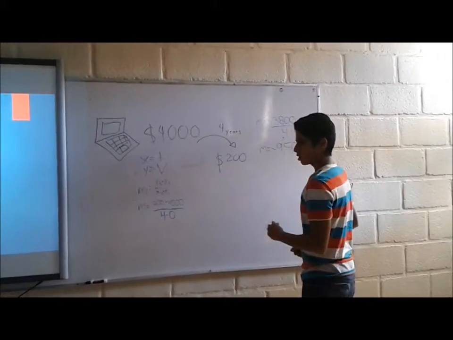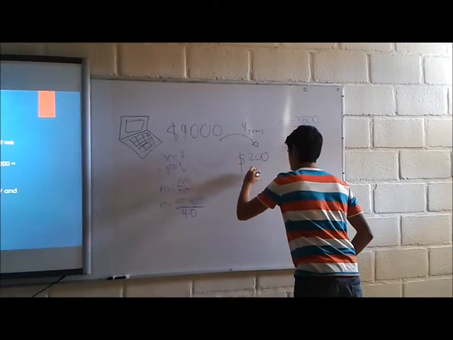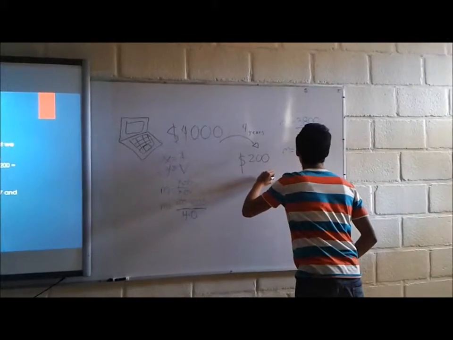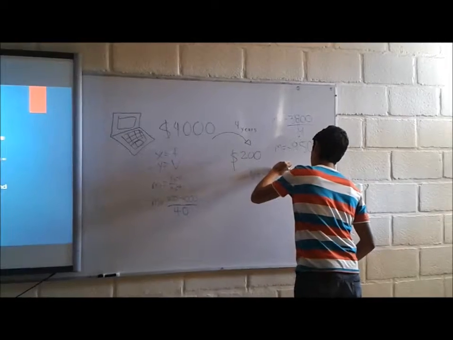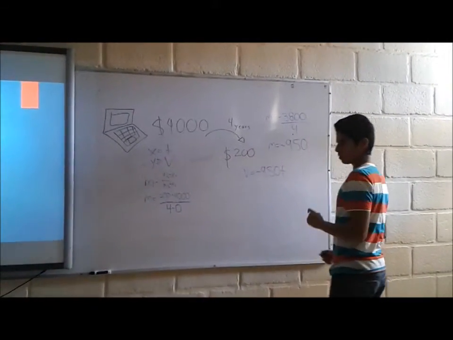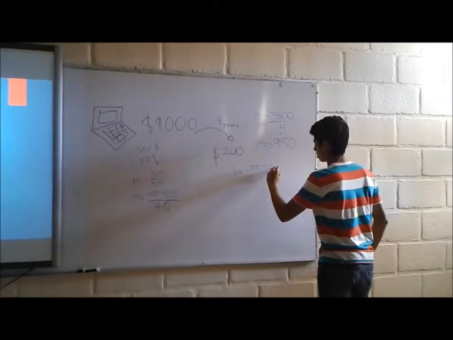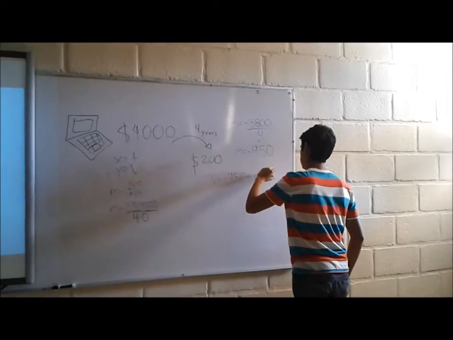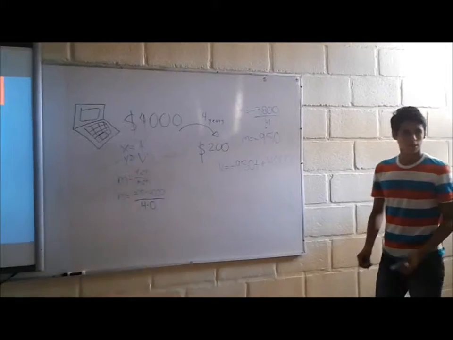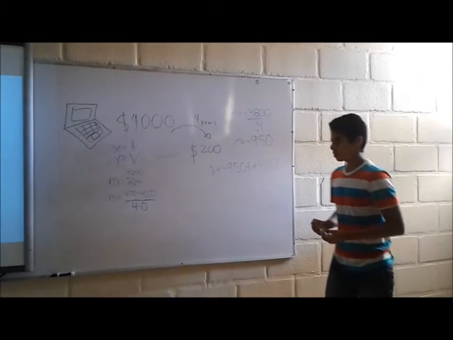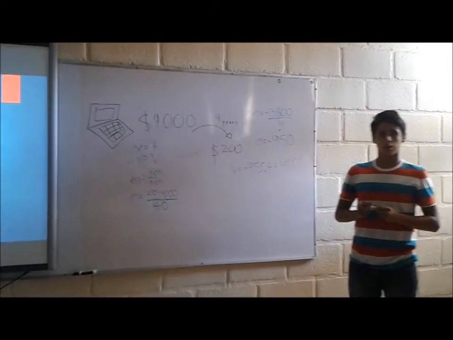And the equation is B is equal to minus 950 times t plus 4,000, because this is the y-intercept. And then with these values we can sketch the graph.